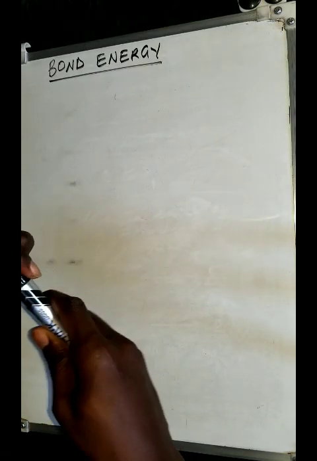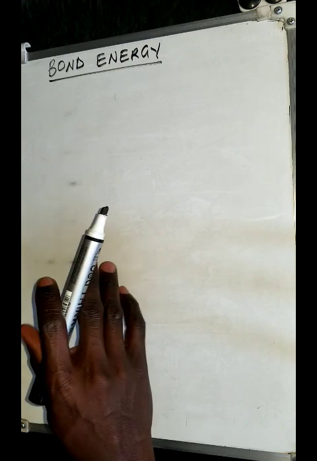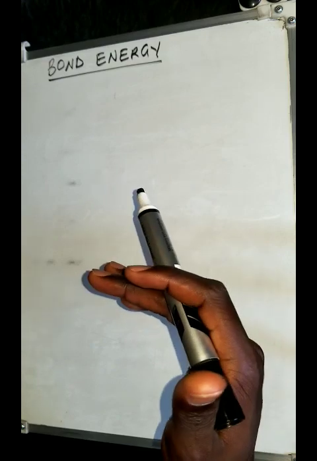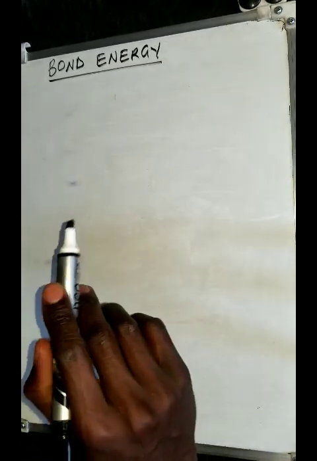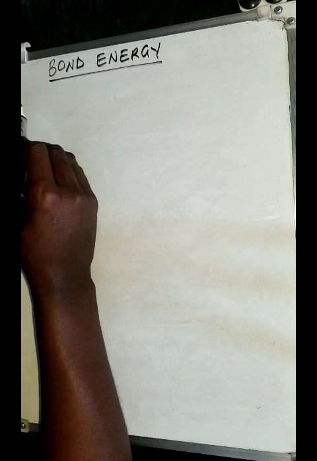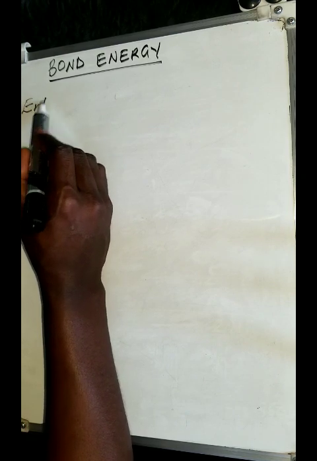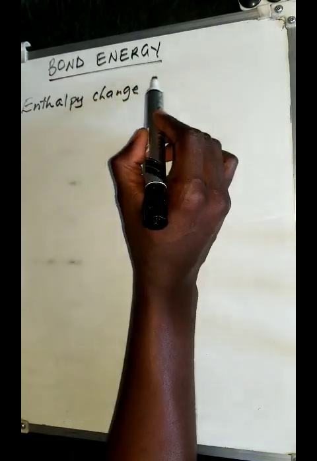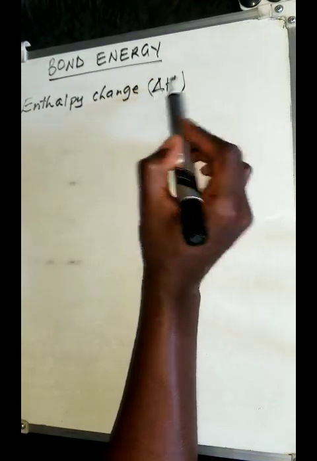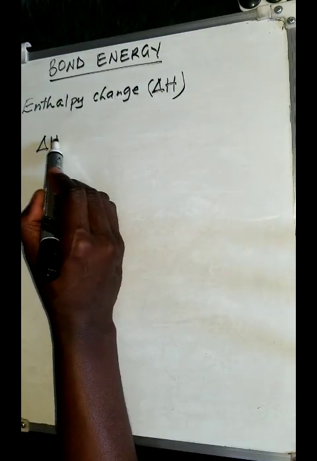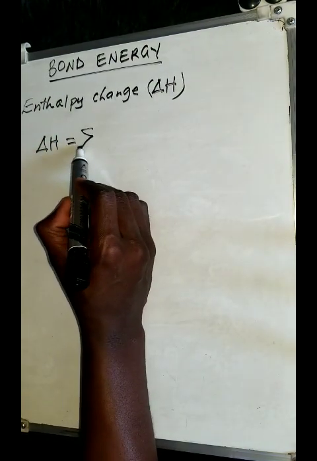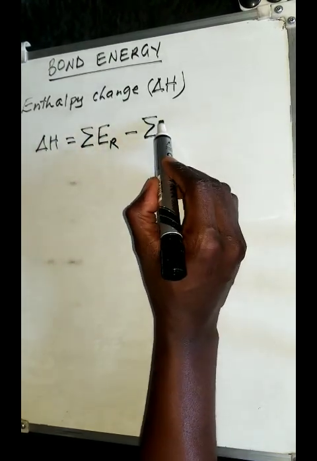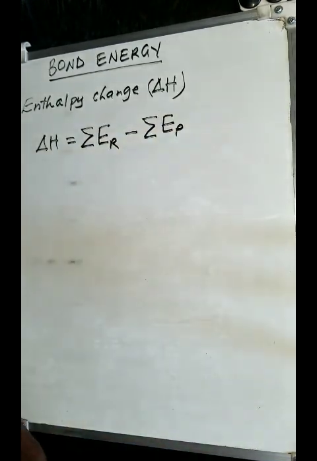So remember what we discussed in our previous video. I did tell you that if you want to calculate the enthalpy change, that is the energy that is absorbed or released in breaking or forming one mole of a covalent bond, then the enthalpy change, which we represent by delta H, is simply the summation of the energy of the reactants minus the summation of the energy of the products. That's what you need to remember.